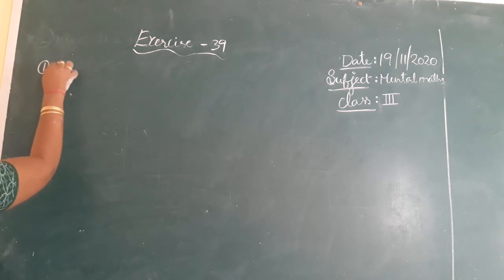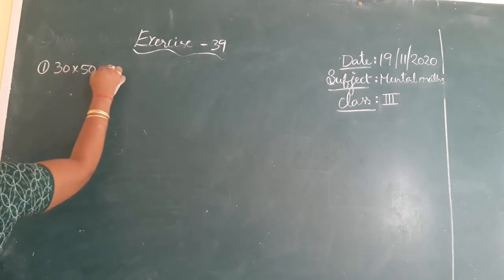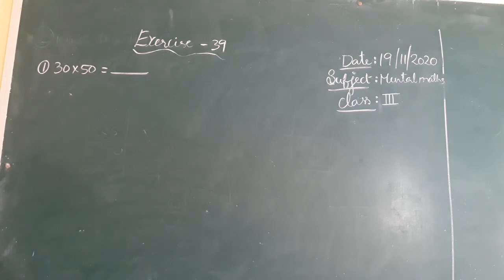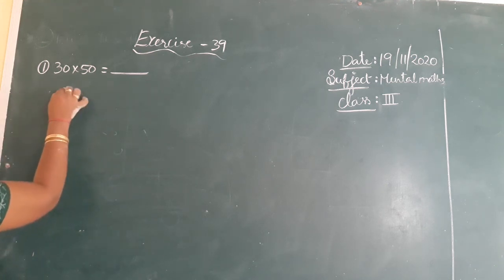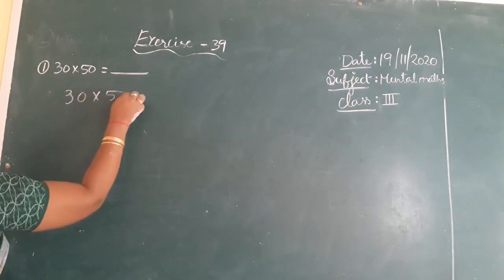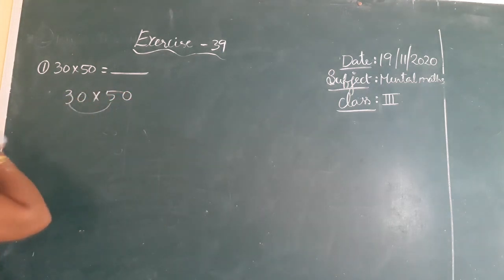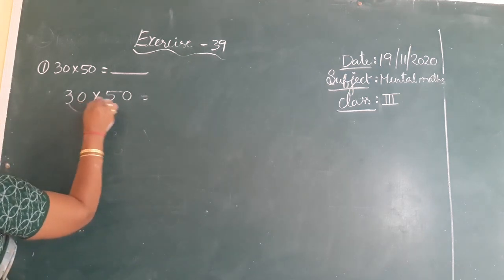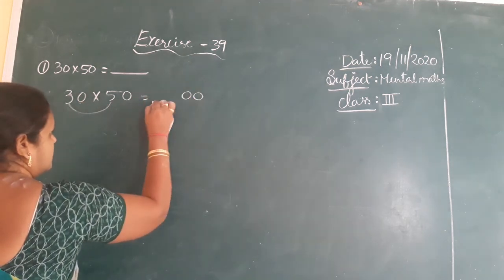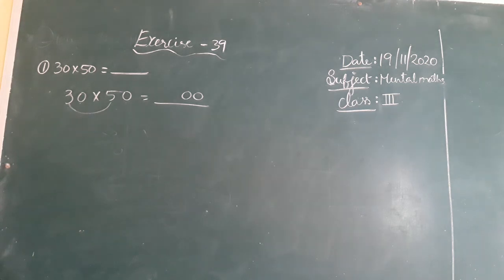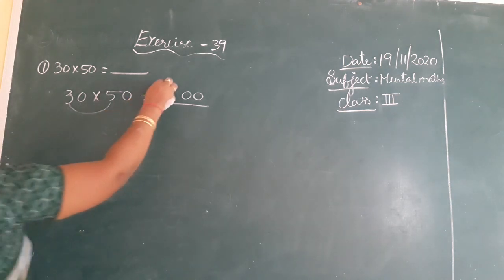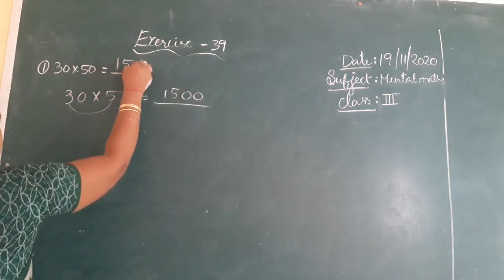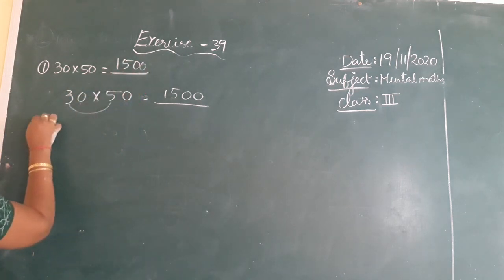First one, 30 into 50 equal to how much? Instead of multiplying number by number, you can do it easily by multiplying the numbers given, not the zeros. 30 into 50. How many zeros were given? 1, 2 zeros. Write those 2 zeros. Next, 3 fives. What is 3 fives, children? 15. So the answer is 1500. See the second one now.